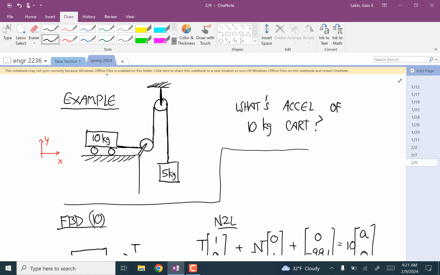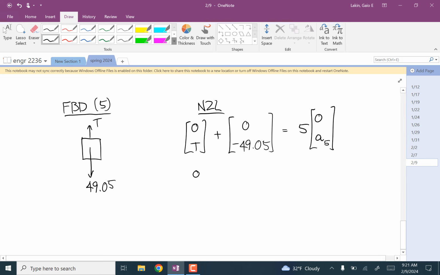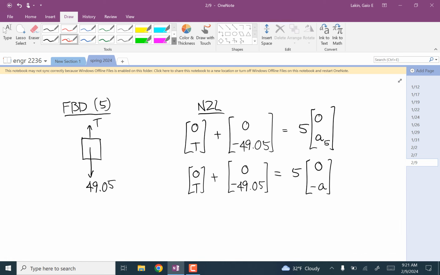Okay, so now that we've thought about those directions, I'm gonna rewrite this as 0t plus 0, negative 49.05 is equal to 5, 0, negative A. So this negative is the 1 inch thing. It doesn't have to be an inch, it could be a meter or a mile or whatever. It's just the relationships between those directions. Okay?